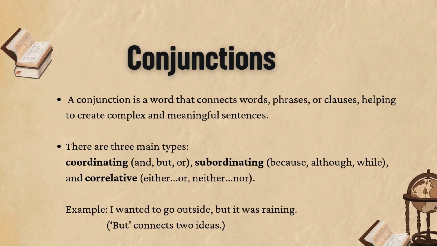Seventh part is conjunctions. A conjunction is a word that connects words, phrases, or clauses, helping to create complex and meaningful sentences. There are 3 main types: coordinating: and, but, or; subordinating: because, although, while; and correlative: either, or, neither, nor. Example, I wanted to go outside, but it was raining. But connects 2 ideas.